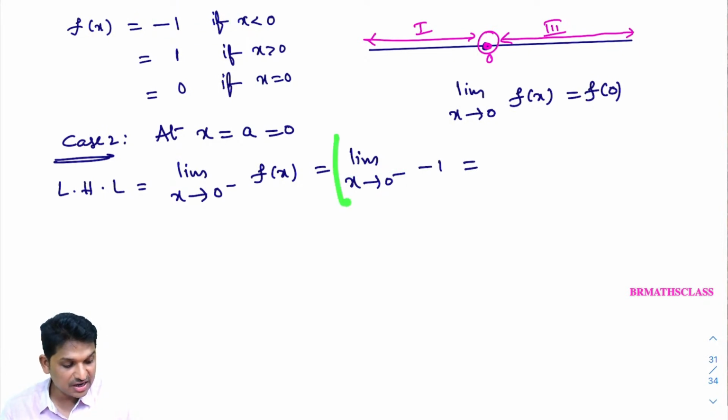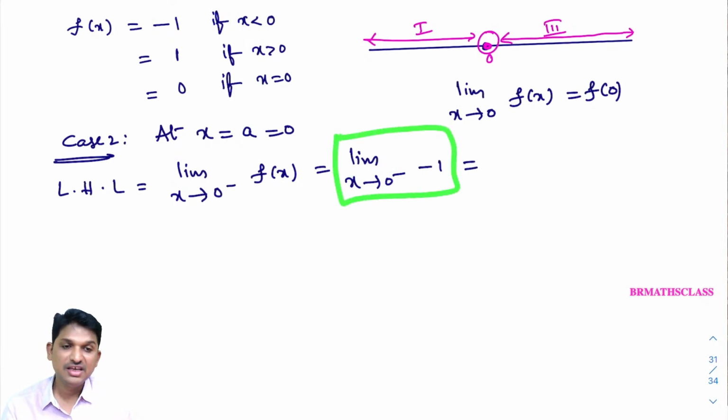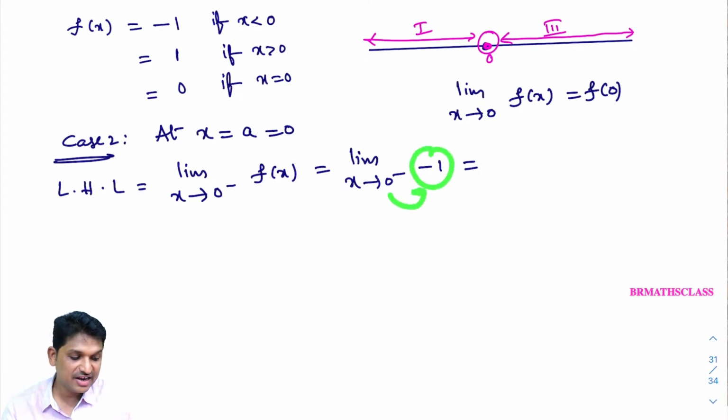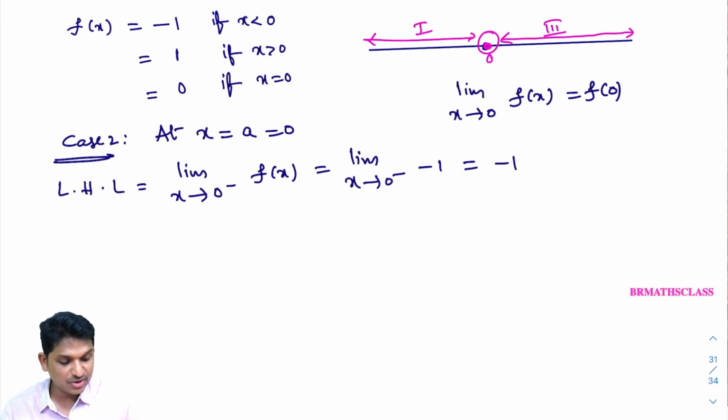Now I need to calculate limit of this. How to calculate? In the given function where x is there I need to write 0. But actually here, x is not there. So what you will get? You will get it as -1. So I calculated left hand limit, I got -1.